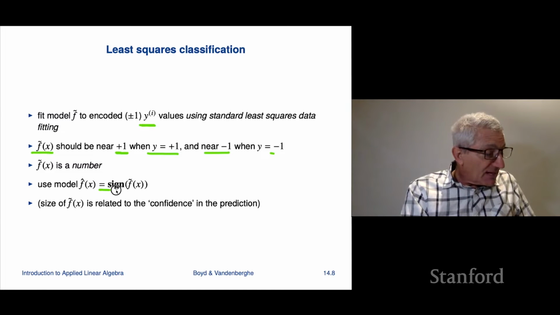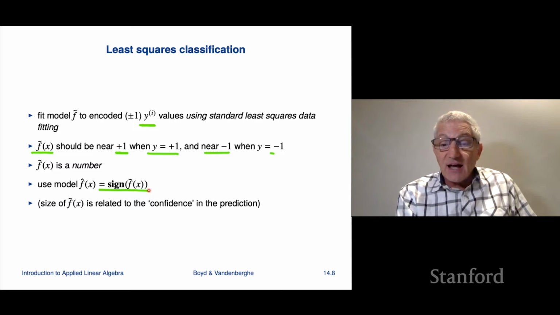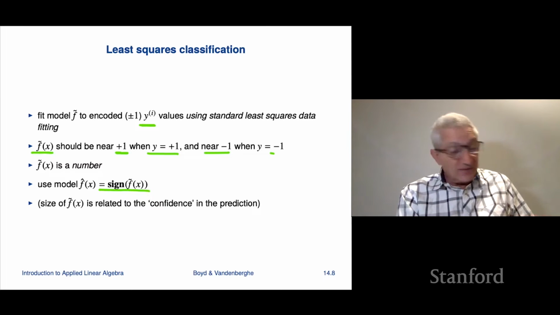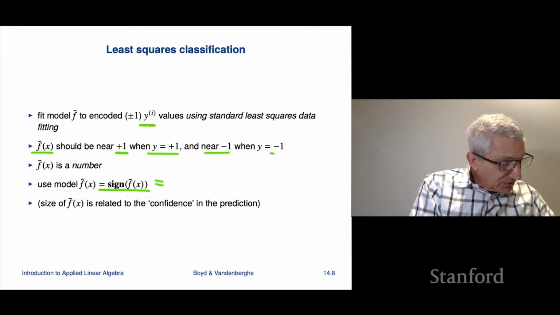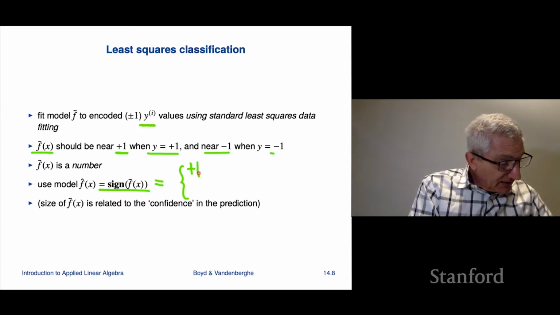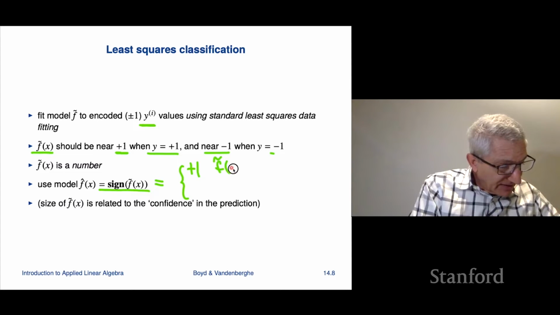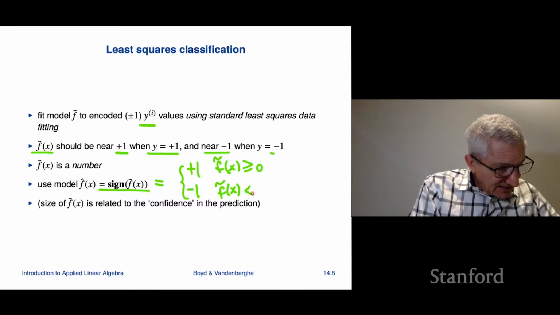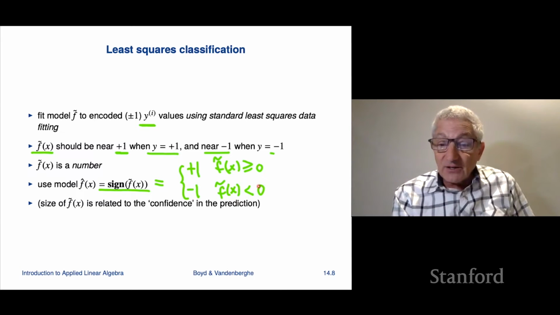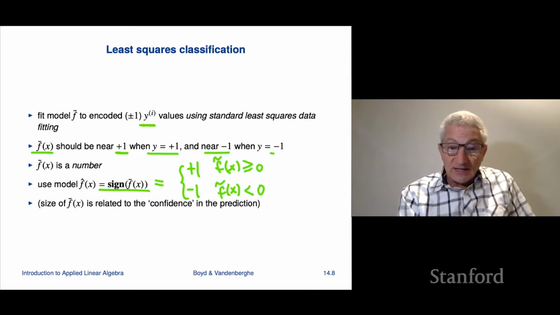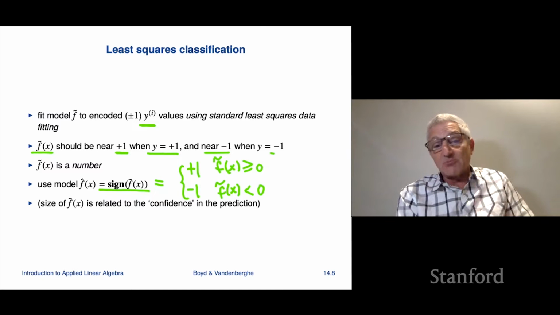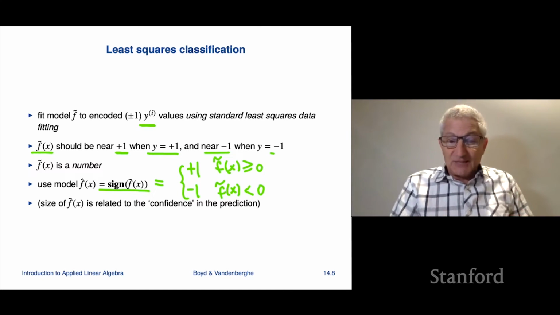And then we're going to take the sign of this. Sign is a mathematical function that gives you plus 1 if f tilde of x is bigger than or equal to 0, and minus 1 if f tilde of x is less than 0. Here I have broken the tie, which is when f tilde of x equals 0, by calling it plus 1. You can break it the other way if you like, or randomly. It doesn't matter.